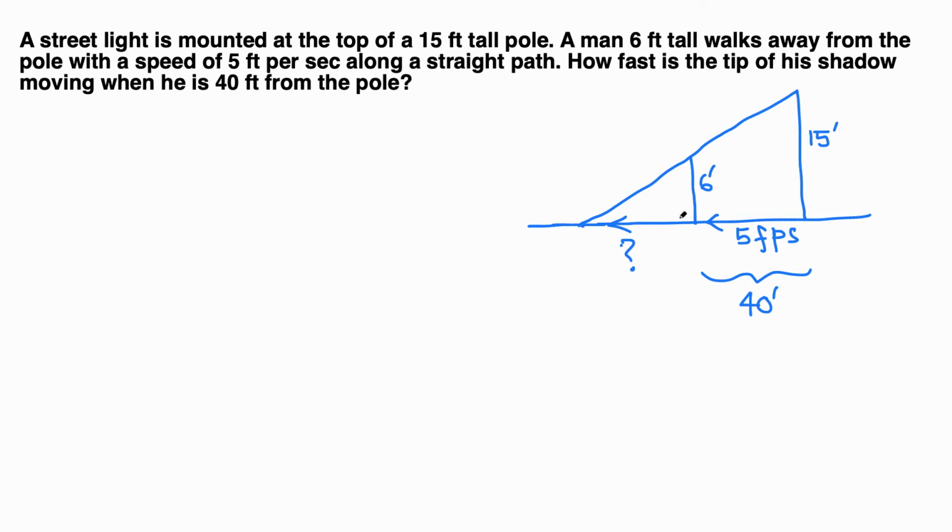Now we can assign a variable. So let's say this distance is x. So this is the rate, the rate at which the person is moving away. So dx over dt. Rate means derivative with respect to time. That's 5.